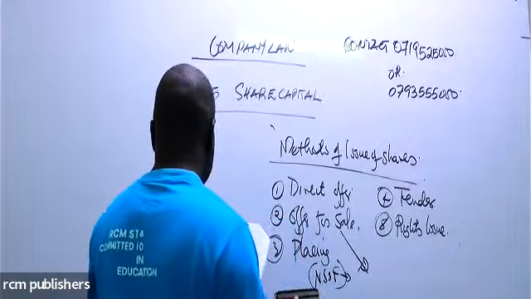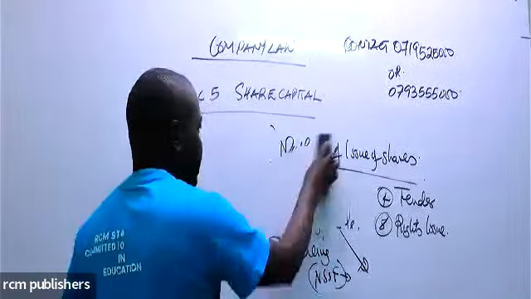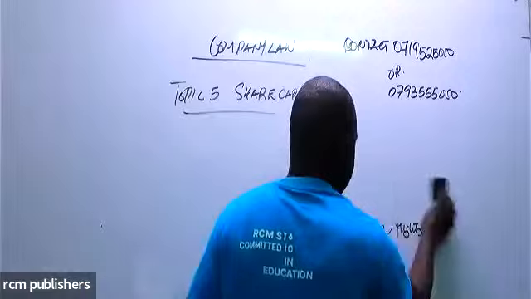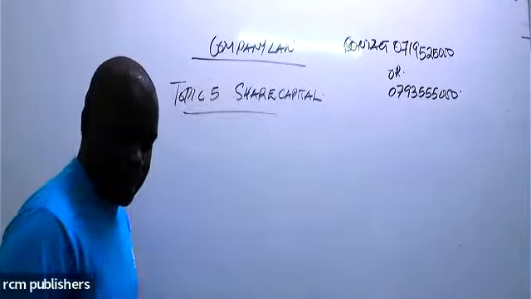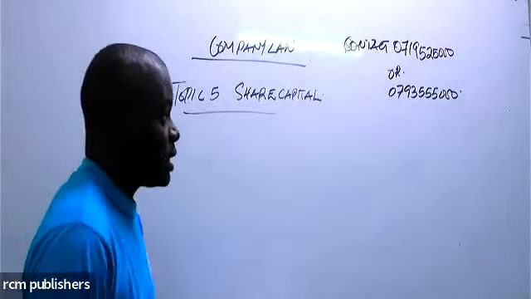So let's look at class shares and the variation of class rights. How does variation of class rights actually happen?